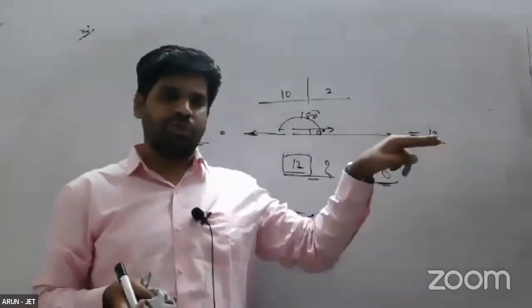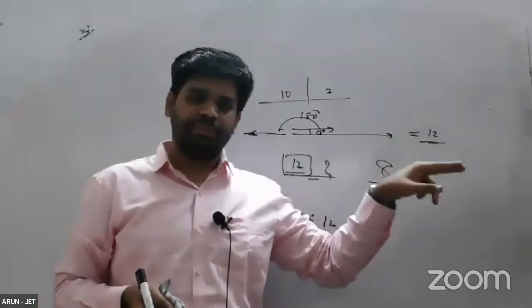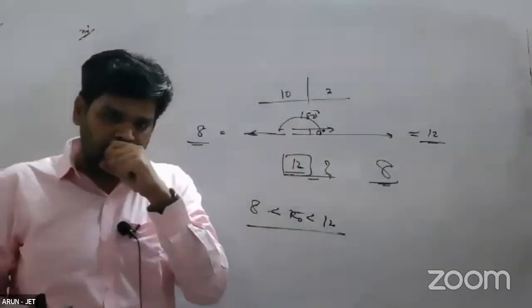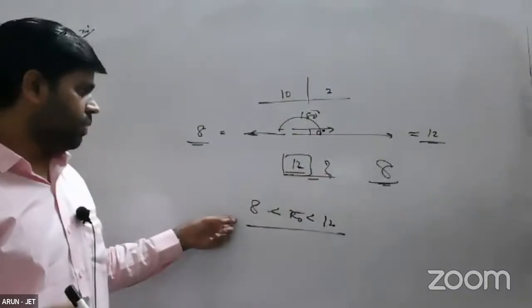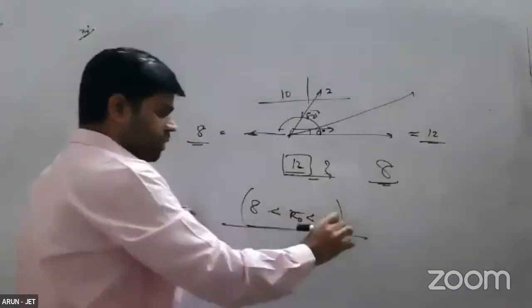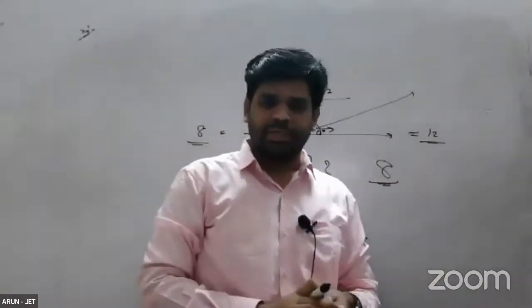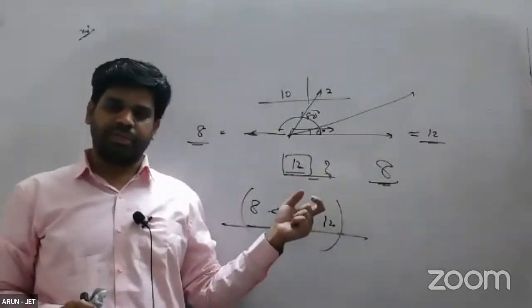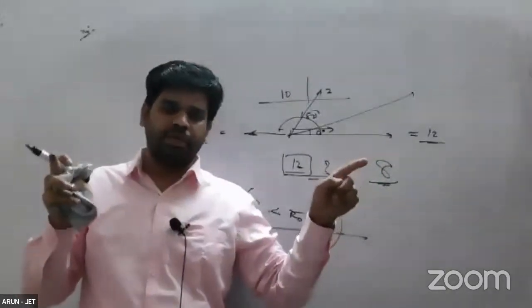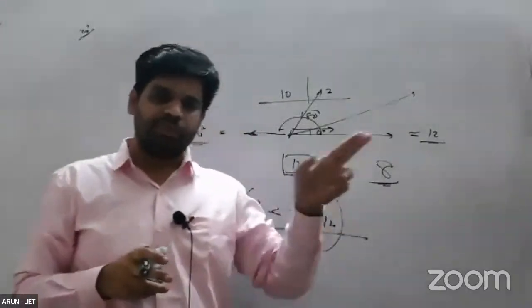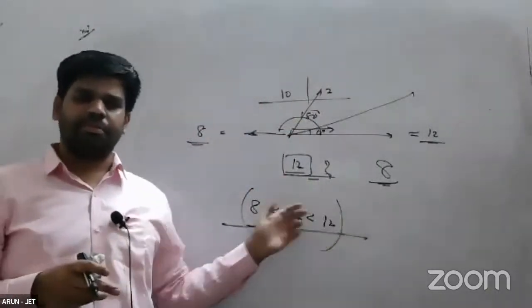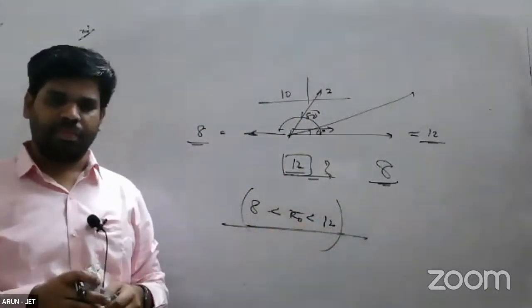Maximum comes when the angle between them is 0, both parallel to each other. Minimum comes when they are anti-parallel, the angle between them is 180 degrees. So when the angle is some theta, my resultant will be somewhere between 8 and 12. This is what I want you to remember. Common sense: minimum 8, maximum 12. So we get a range. When the angle is 0, maximum. When the angle is 180, minimum. When the angle is some theta, somewhere between maximum and minimum. Alright?